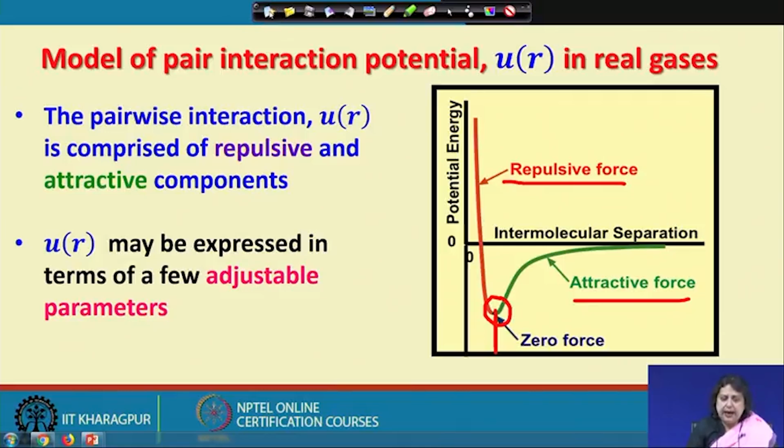Now, this is actually a very general description of intermolecular or interatomic interaction. Of course, how steeply this part would vary, or how fast this part will go to 0, will depend on what kind of system we are talking about. So basically, we are looking for a model of this u of r in such a way that I can express u as some algebraic function of r, and there would also be some adjustable parameters which will vary from system to system.